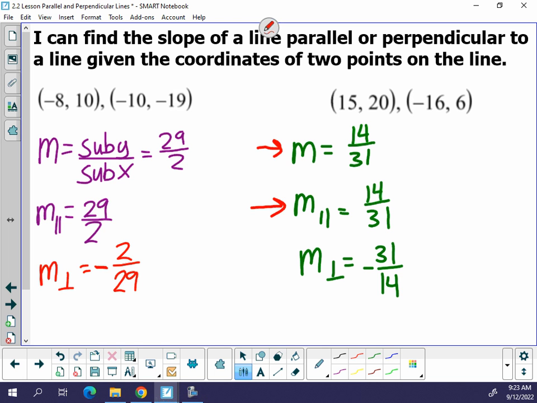For the perpendicular slope, the line that's going to cross it once and make a right angle, we're going to flip that fraction over, put 31 on top, 14 on the bottom, and then change it to being a negative slope since the original slope was positive. If you didn't get these right and you need some help, please do ask for help. There's 2 of us here, and we'd be glad to help fix that mistake with you.